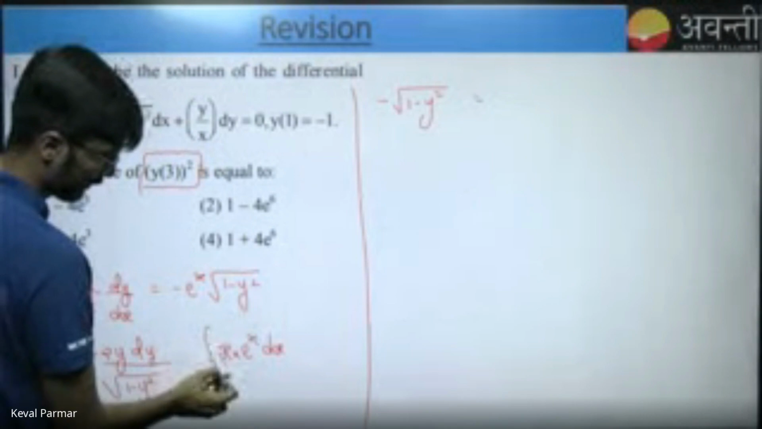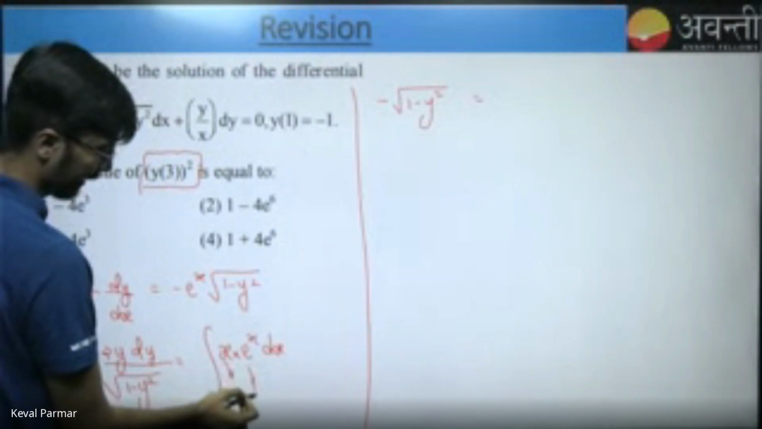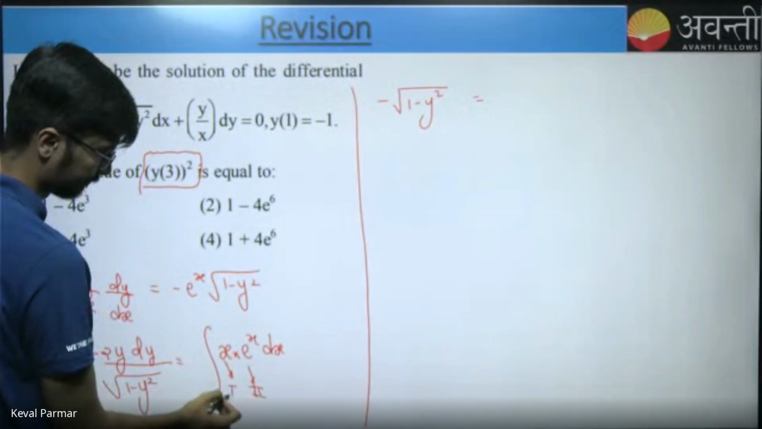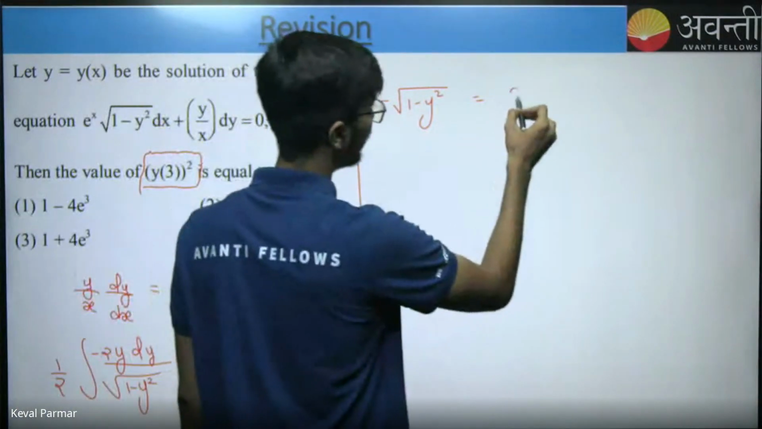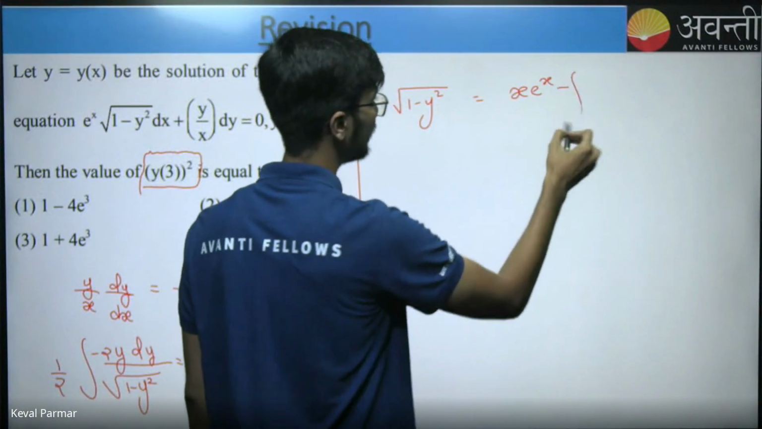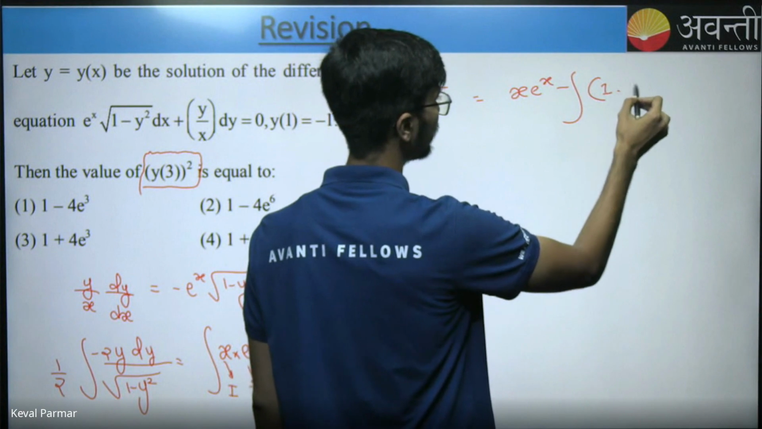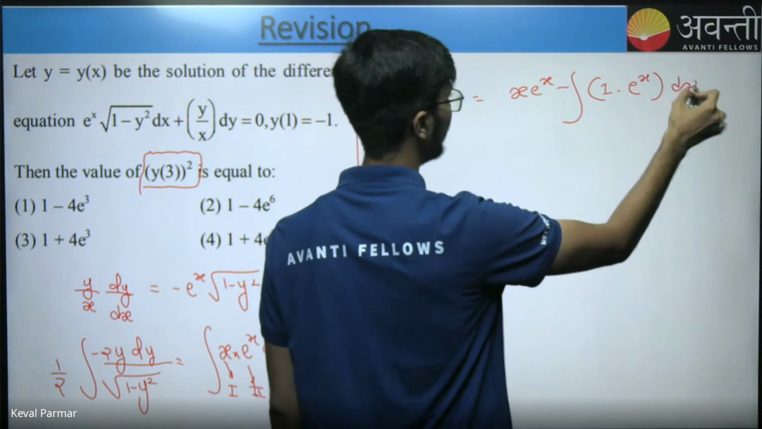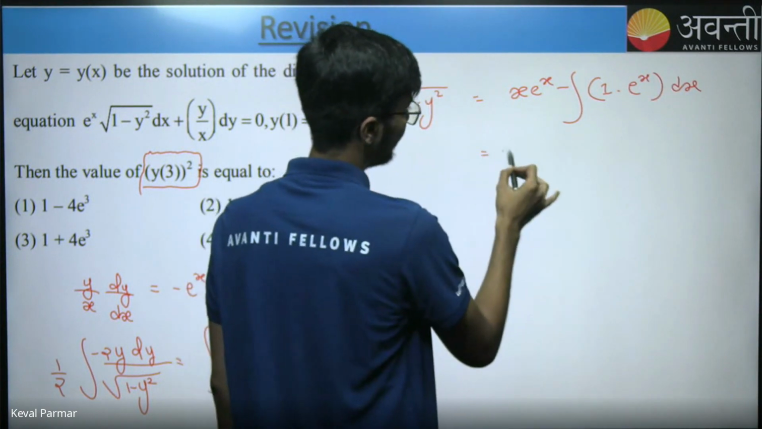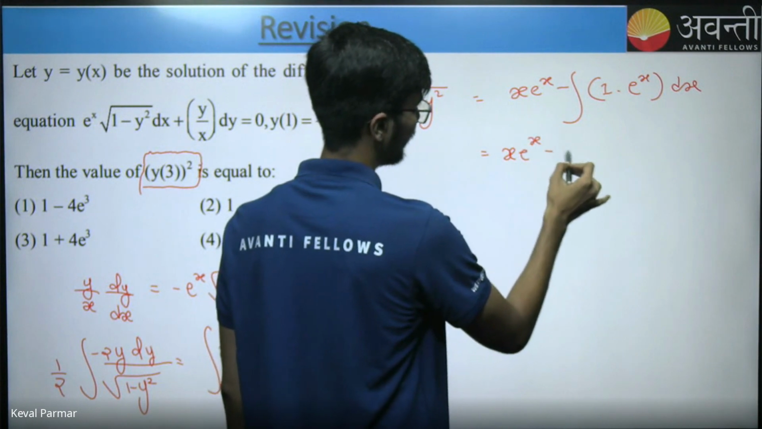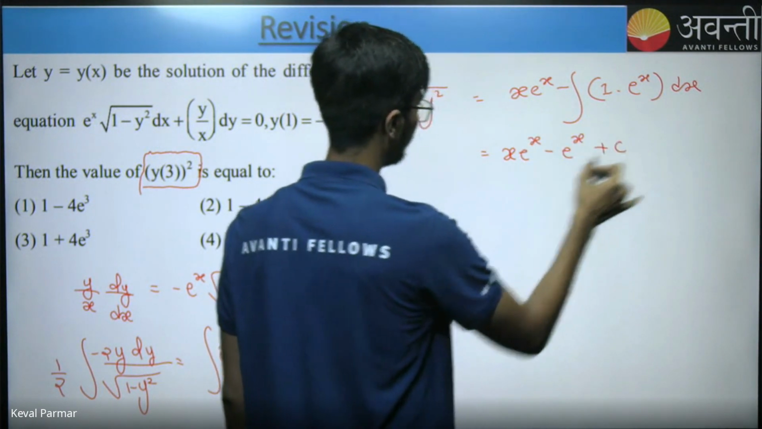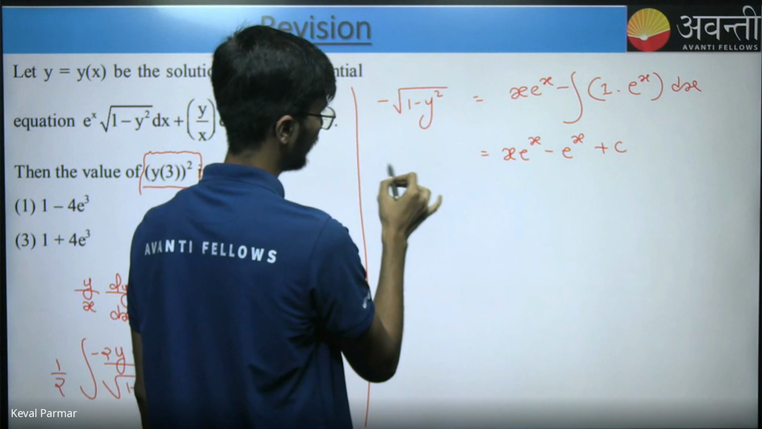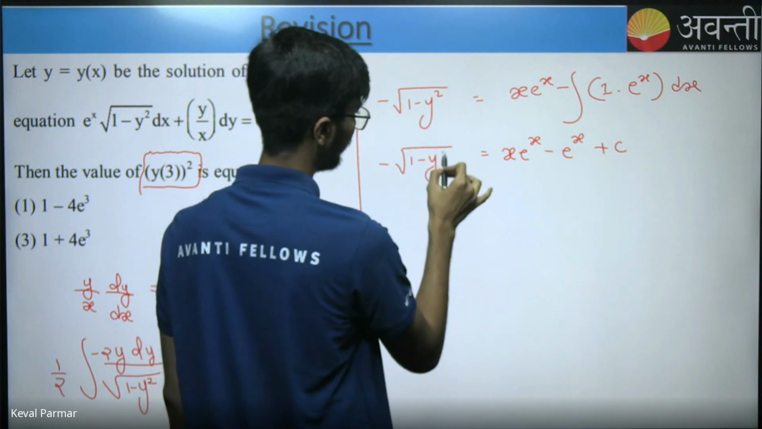2 by parts. So this is the first function, this is the second function. So first function, integration of second function, minus integration of derivative of first function into integration of second function dx. So basically x e raised to x minus e raised to x plus c. Here we got minus under root of 1 minus y square.